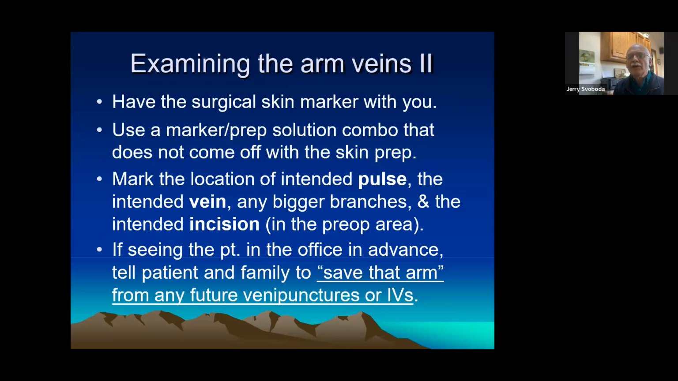If you're seeing the patient in the clinic in advance, tell the family, look at the arms, always look at both arms, and strongly tell them not to allow any venipunctures in the arm that you intend to use, that they are to save that arm for the AV fistula, which will become their lifeline.